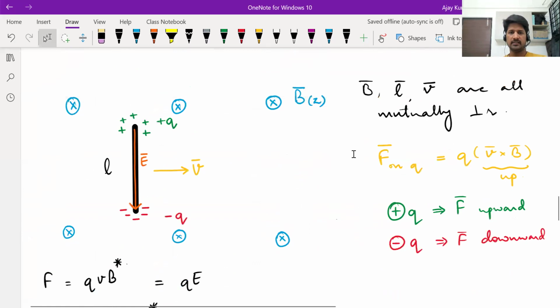So we took this case where the conductor, the rod, was in the Y direction. It was moving in the X direction. Magnetic field was in the Z direction. All three were mutually perpendicular. Okay.